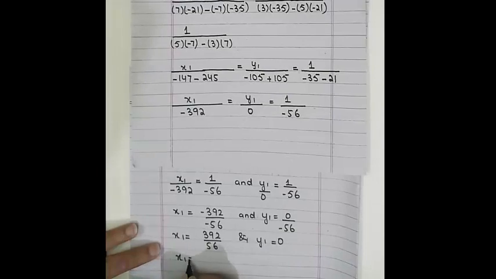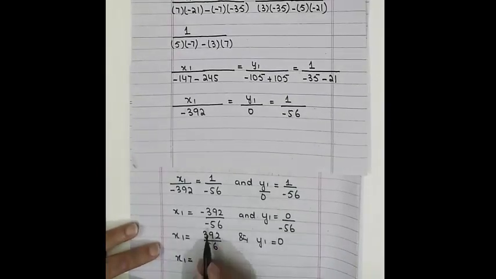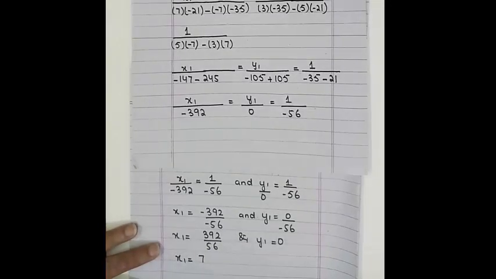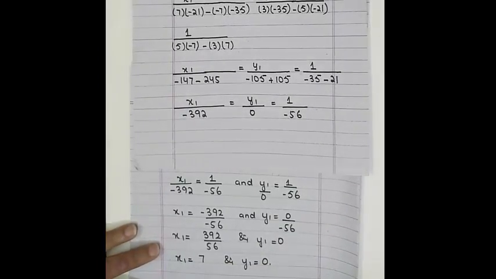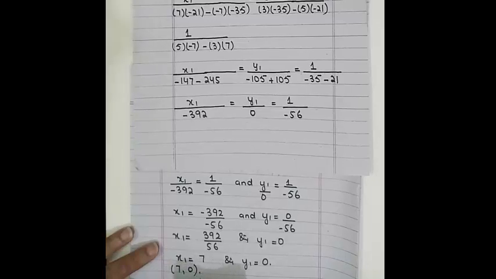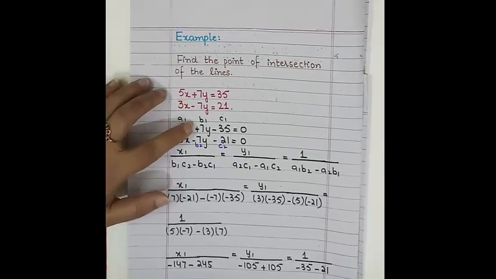Now x1 is equal to 56 times 7 is 392. So this will cancel out and we have 7, and the value of y1 is equal to 0. So 7 comma 0 is the point of intersection of these two lines.